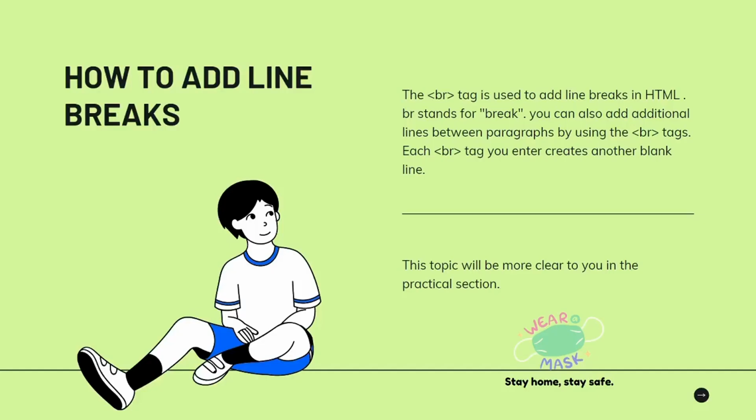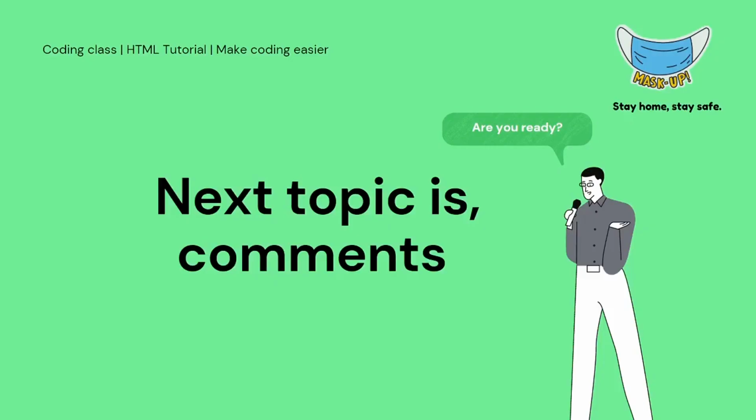How to add line breaks? The BR tag, which stands for break, is used to add line breaks in HTML. You can add additional lines between paragraphs using the BR tag. Each BR tag you add creates another blank line. This will be more clear to you in the practical section if you didn't understand it completely right now.